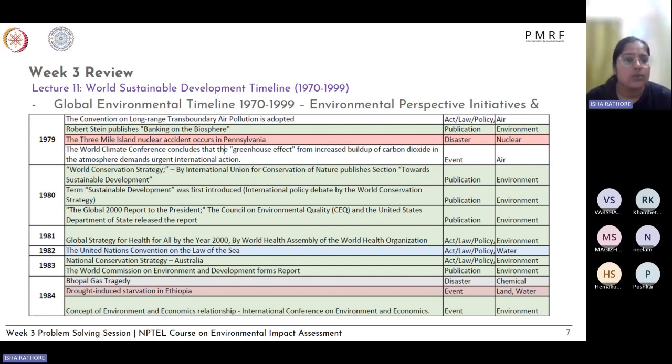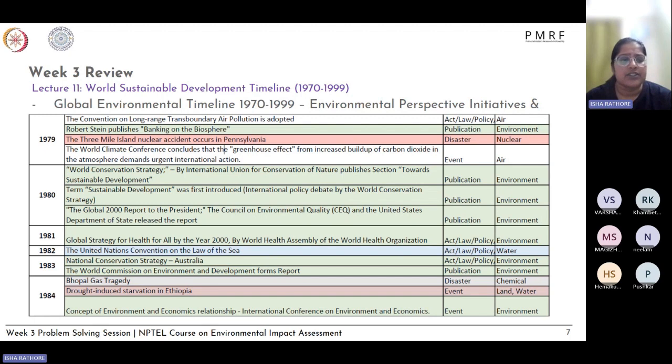1981 was the Global Strategy for Health for All by the year 2000, which was launched by the World Health Assembly of the WHO, World Health Organization. 1982, we had the United Nations Convention on the Law of the Sea again. Then we had 1983, the National Conservation Strategy of Australia. Then we had the World Commission on Environment and Development's first report.